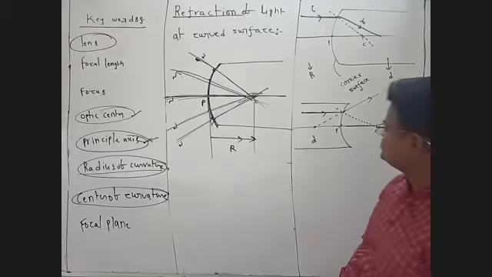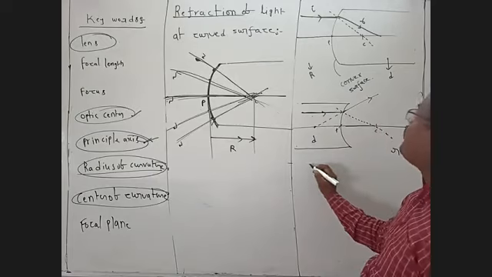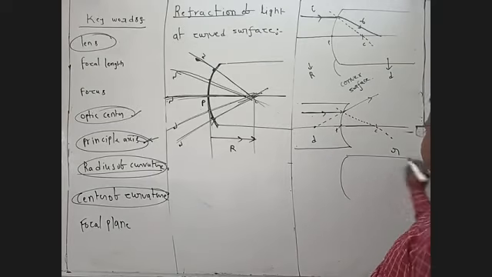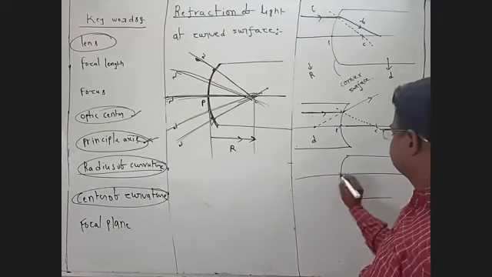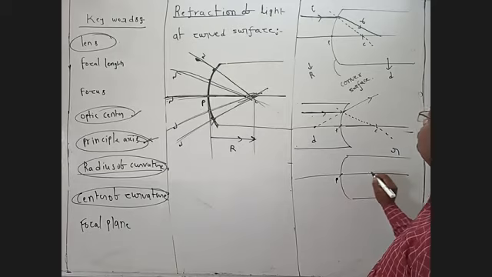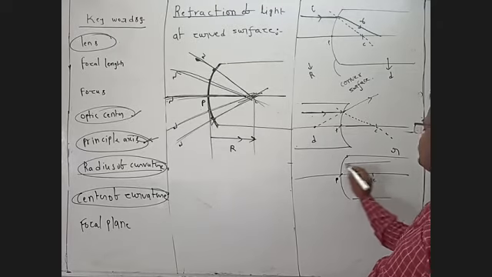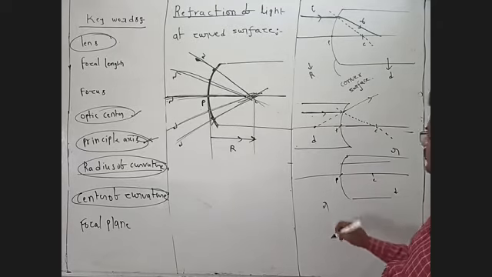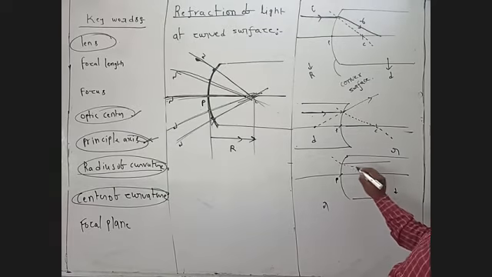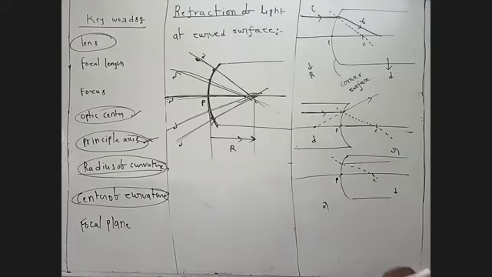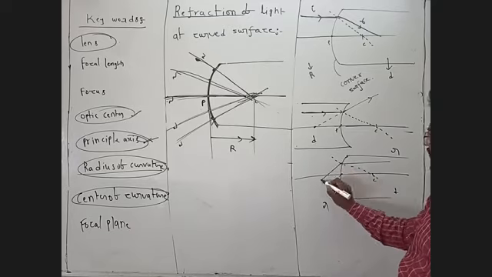So next, for this one, the optic center. Light travels from denser medium to rarer medium, which means it bends away from the normal.